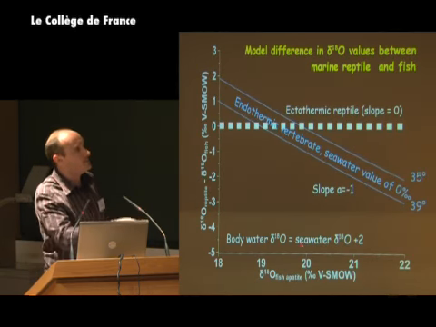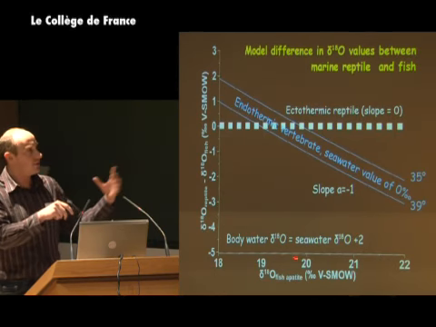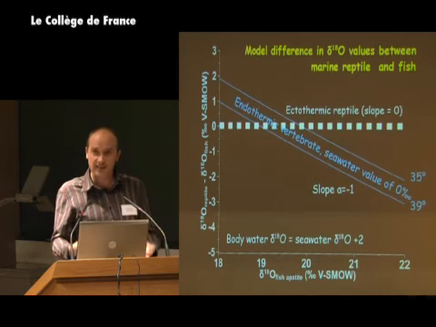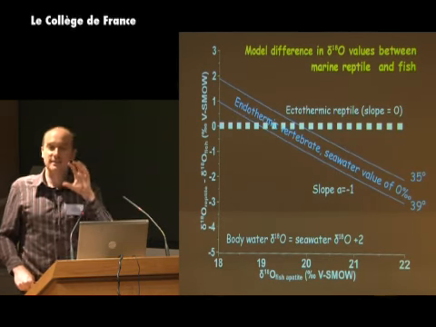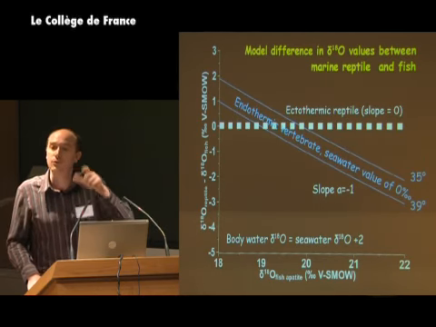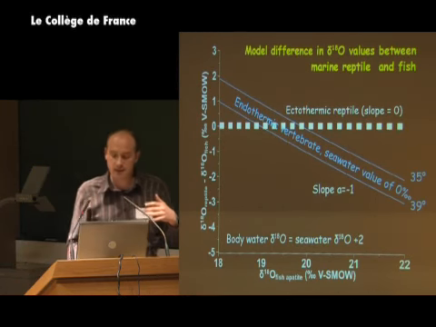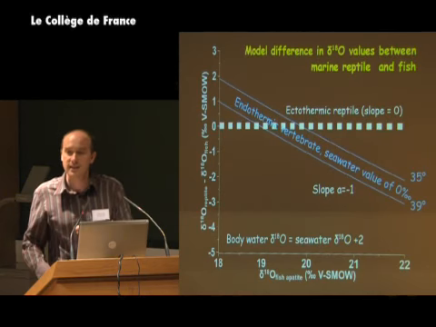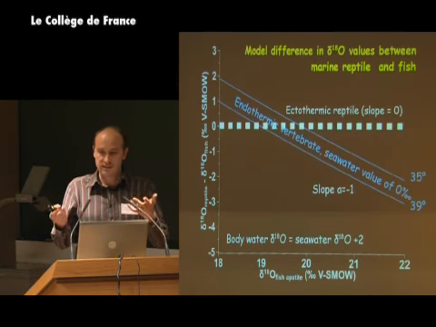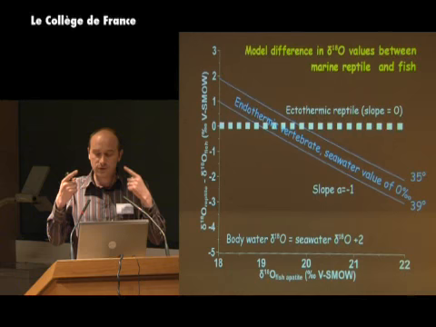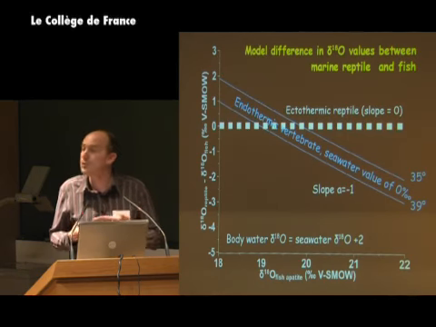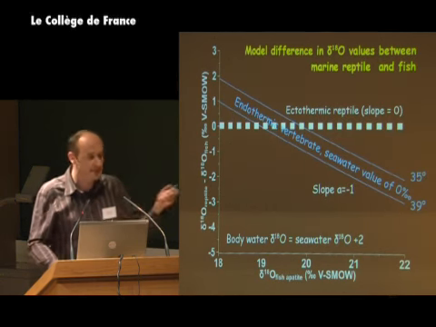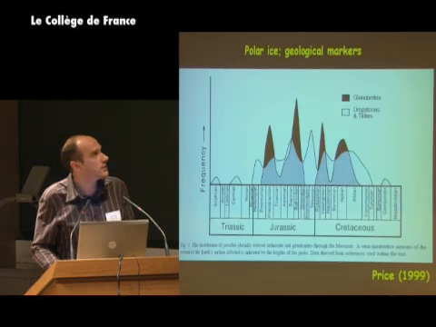Also, from this model, I use the body water of a potential marine reptile to be equal to the seawater delta 18O value plus 2 per mil, because it has been shown in modern breathing aquatic vertebrates that the environmental water they drink is enriched by up to 2 per mil when it becomes body water. So this is a theoretical framework.